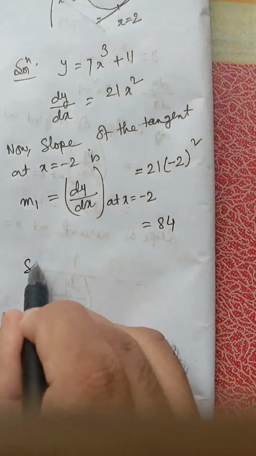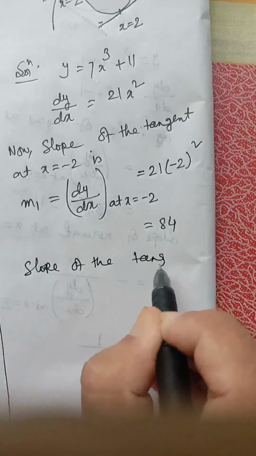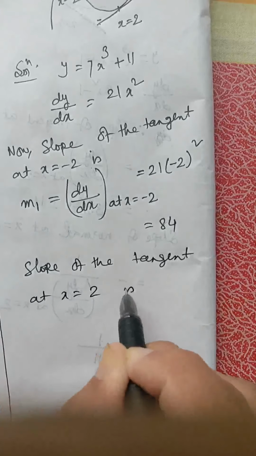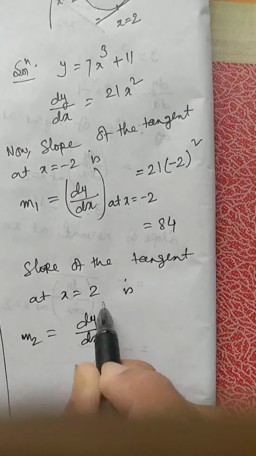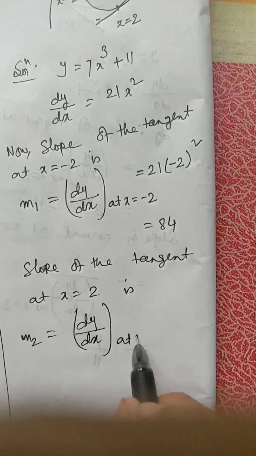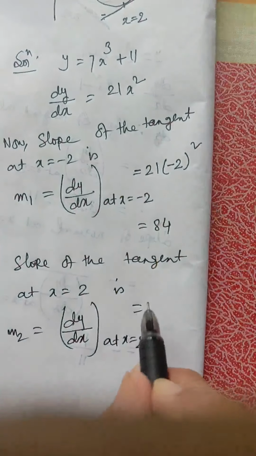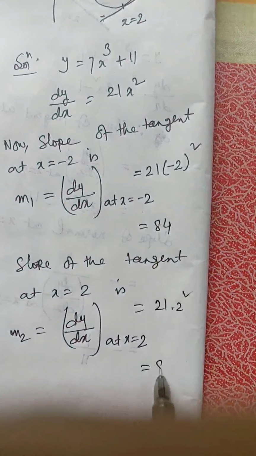Next, the slope of the tangent at x equal to 2 is m2 equal to dy by dx at x equal to 2. So this is the value of dy by dx. If we put x equal to 2, its value will be 21 into 2 square, which is 84.